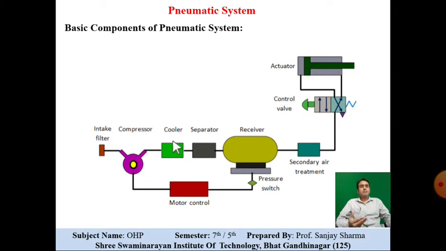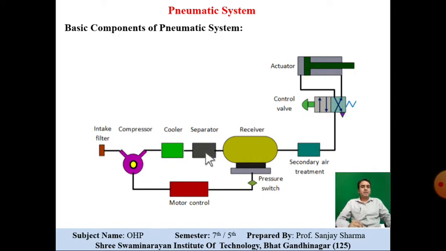Why is it intercooled? Because after compression the temperature of air increases and it occupies more volume as compared to normal. So in order to reduce the temperature, or in order to reduce the volume, so that we can store more air in the receiver, it is intercooled. As the temperature drops, the volume reduces.